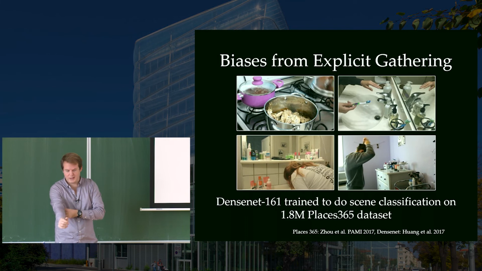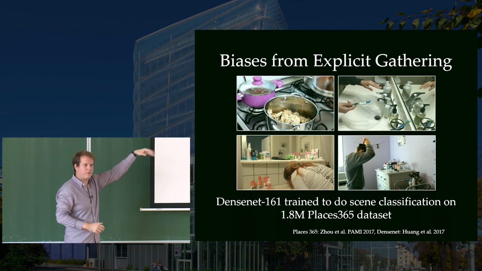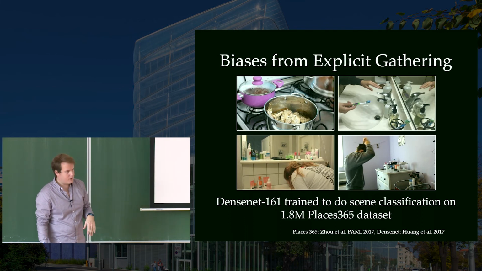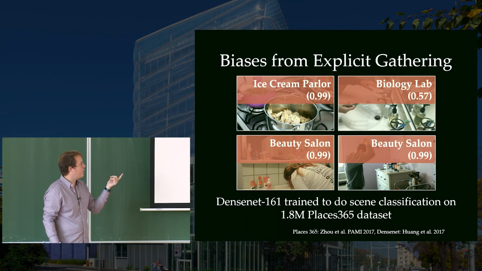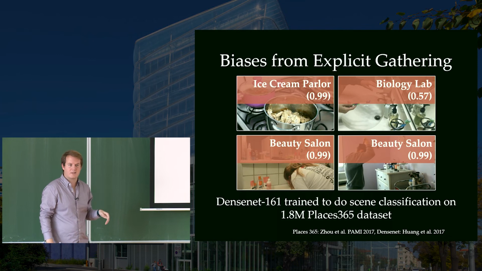So what we do is we feed in these images. These are like frames from vlogs. And then we get these outputs. And we get things like ice cream parlor, biology lab, beauty salon. It loves saying beauty salon with like 99% accuracy.